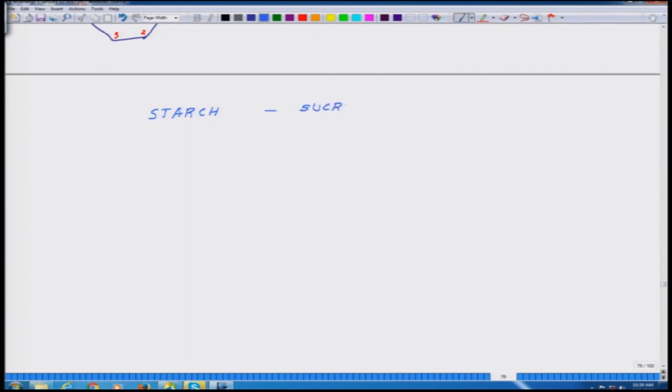Now, if we talk about starch, starch is similar to glycogen, and you can call it a polymer of glucose.